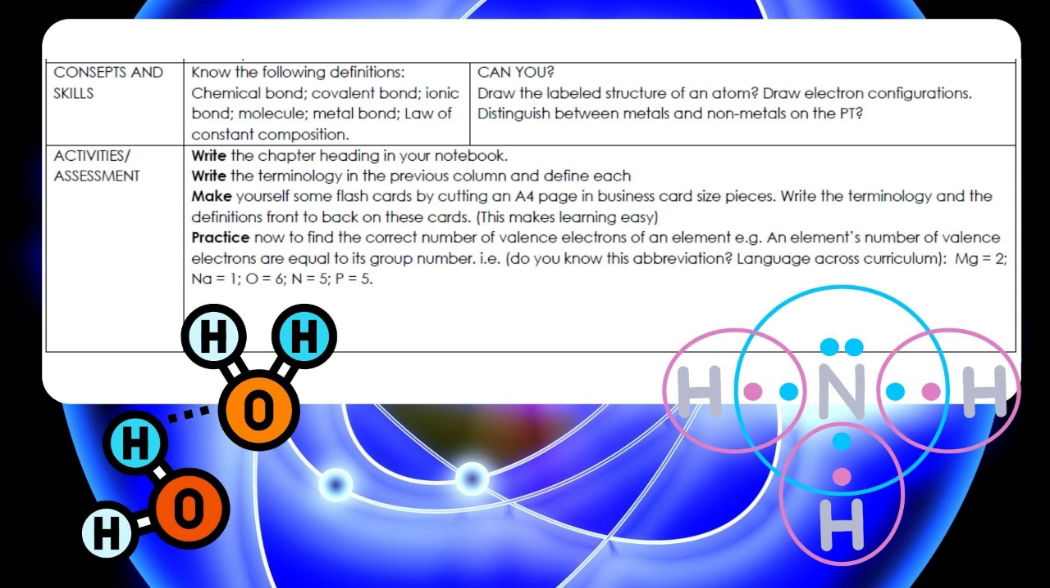Practice now to find the correct number of valence electrons of an element. An element's number of valence electrons is equal to its group number. Language across curriculum: do you know this abbreviation? Mg equals 2, Na equals 1, O equals 6, N equals 5, P equals 5.